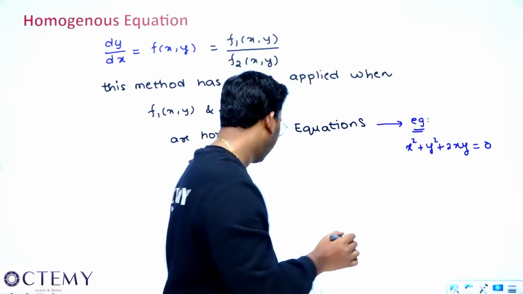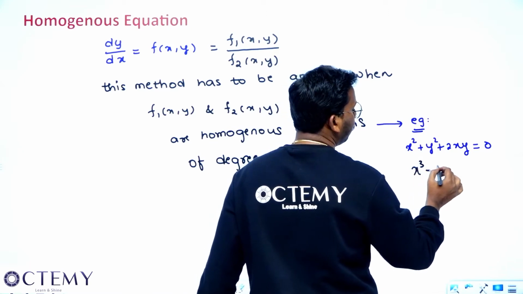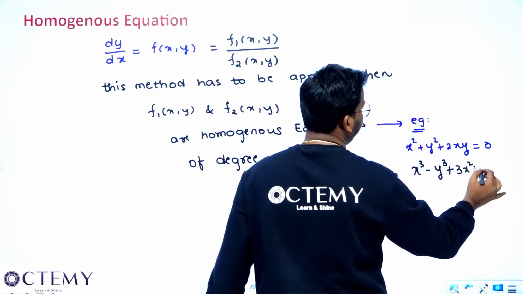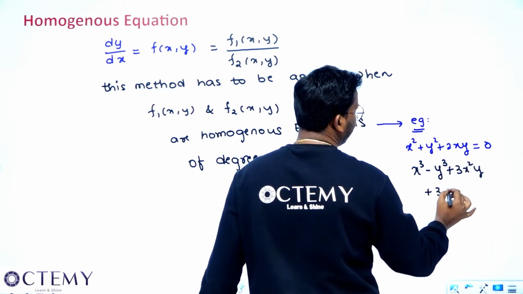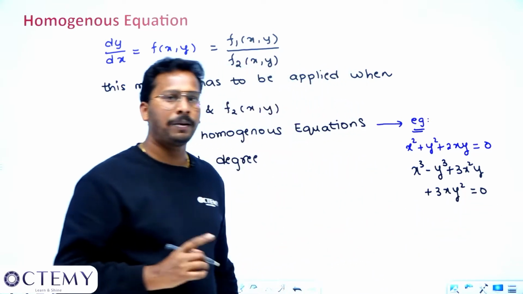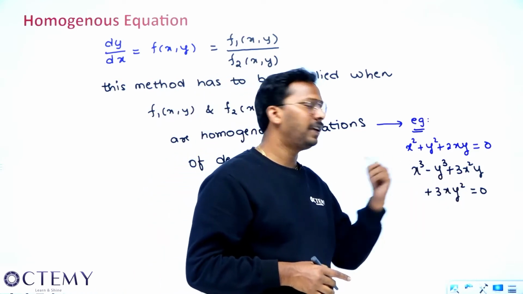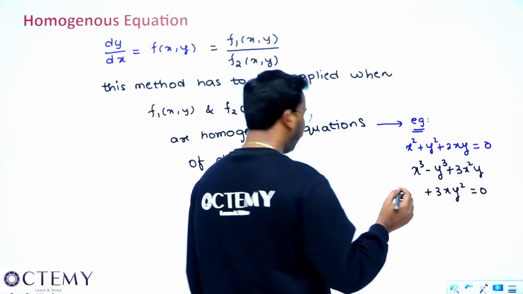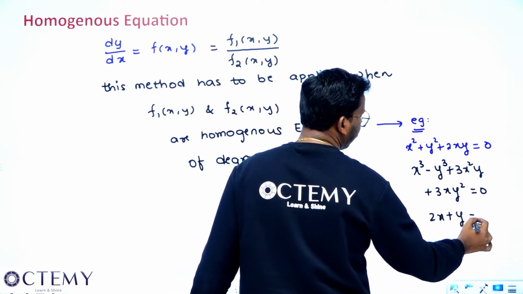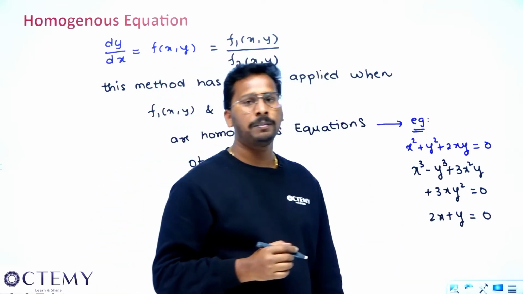Another example: x cube minus y cube plus 3x square y plus 3xy square. If you observe, every term has a power of 3. Degree means power only. So here also degree 3, degree 3, degree 3, degree 3. Or if you have an equation like 2x plus y is equal to 0, this is also homogeneous. There are only two terms and each term has power 1.